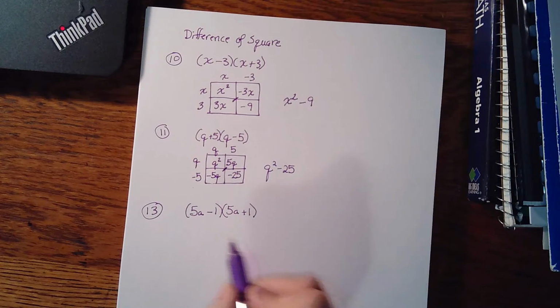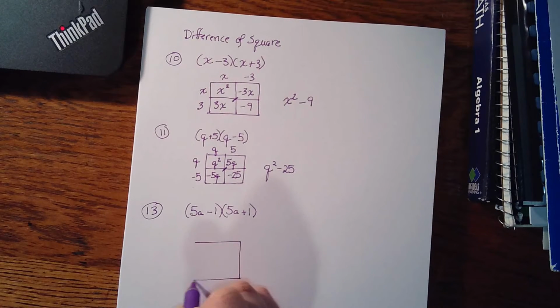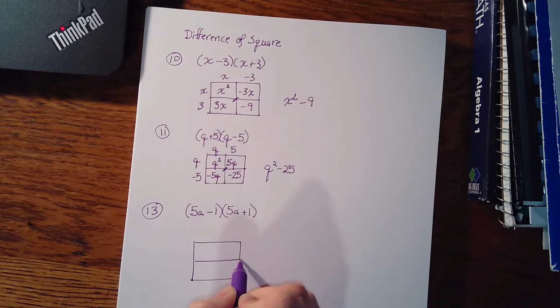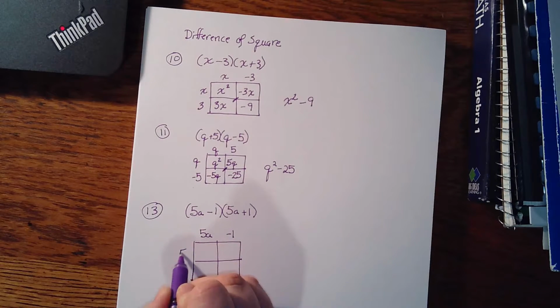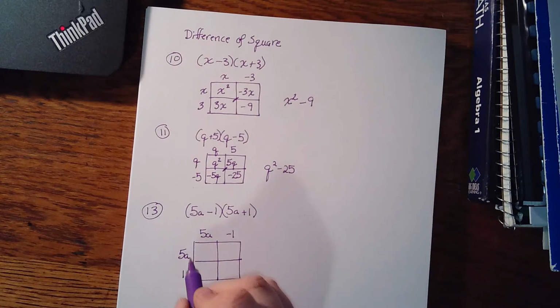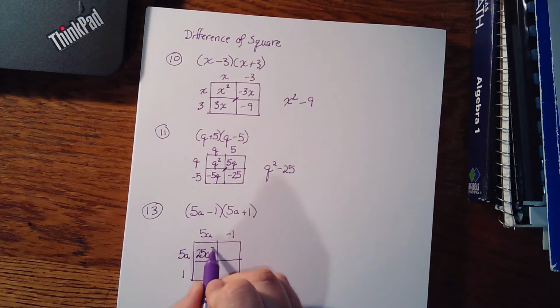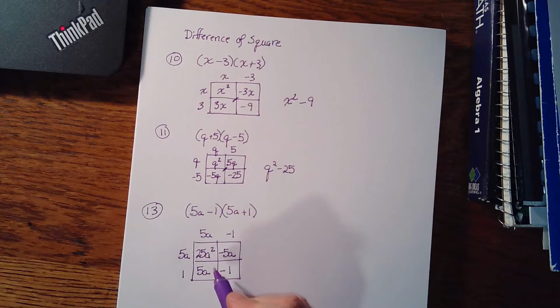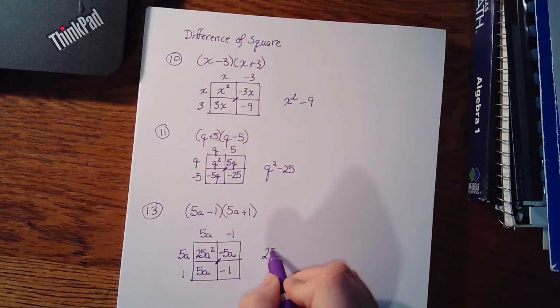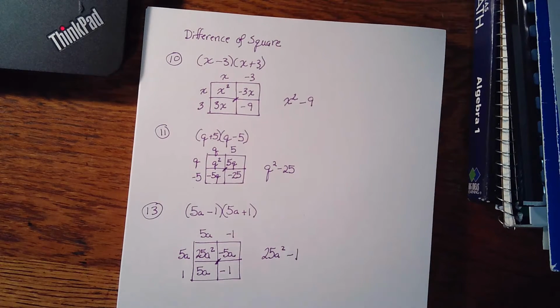So as before, you could choose your method. Once again, I'm sticking with the rectangle. We know that we have 5a and a negative 1 and a 5a and a positive 1. It will yield the same outcome as before, only with numbers in front of the a squared. So I'm going to get 25a squared, negative 5a, and negative 1. In this case, we still have the diagonal that drops those out. So I end up with 25a squared minus 1 as my final answer.